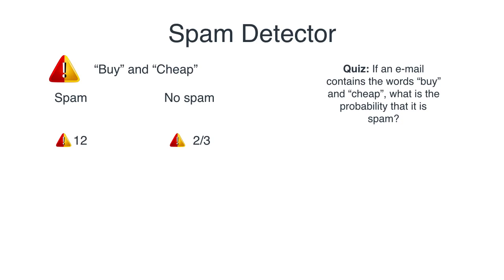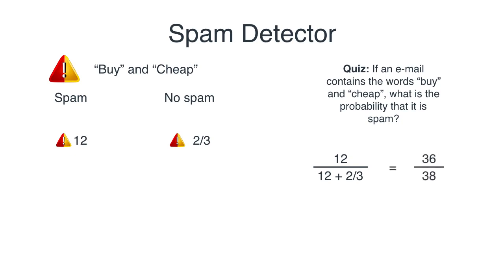What is the split among 12 and 2/3? Well, let's take the spam ones. That's 12. And let's take the total number of emails that contain buy and cheap. And that's 12 plus 2/3, because there's 12 spam and 2/3 that are not spam. So we can find the ratio between these. And by the way, if you've seen the formula for Bayes' theorem, and there's a ratio, it's precisely this one.